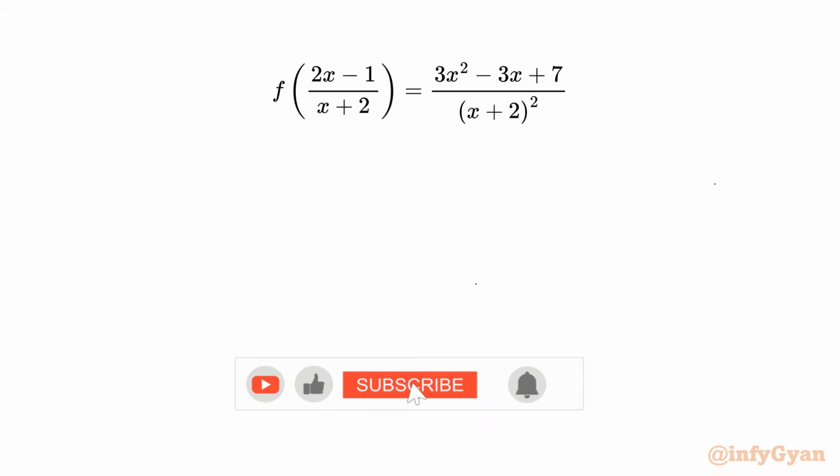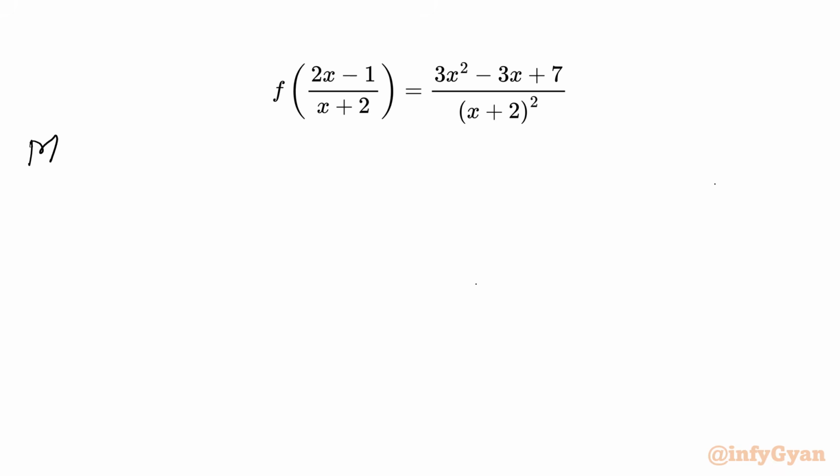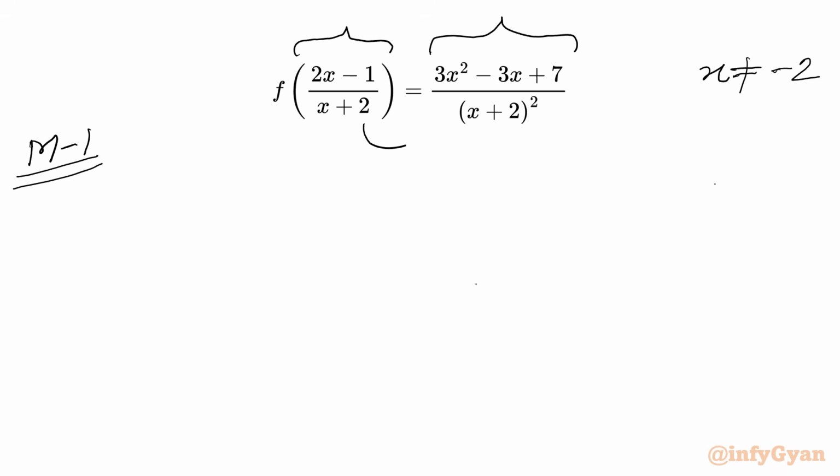In this video, we have one very interesting and challenging question from functional equation, which we will be solving in two ways. So I am writing here M1, which is method number 1. We have argument (2x - 1)/(x + 2), so x cannot be equal to negative 2. Now in the right hand side we have (3x² - 3x + 7)/(x + 2)², which we will try to write in terms of the argument, in terms of (2x - 1)/(x + 2).